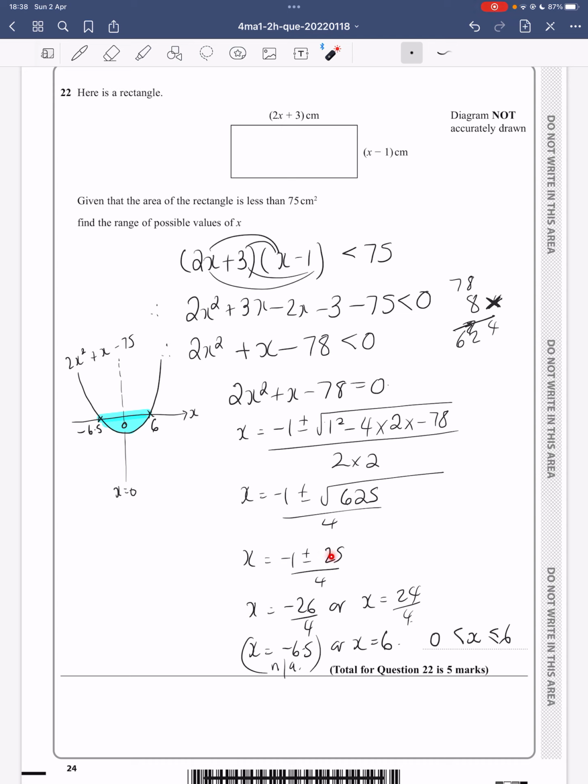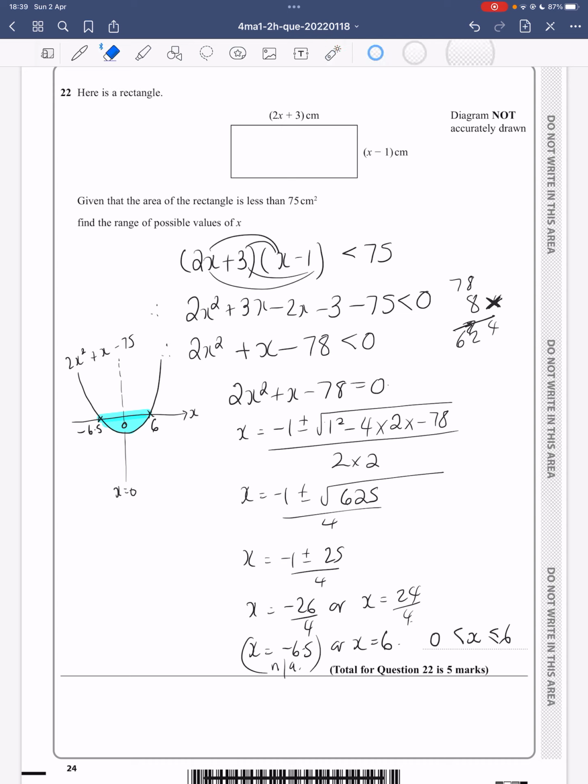Minus 1 minus 25 is minus 26 over 4, or minus 1 plus 25 is 24 over 4. So x is minus 6.5, which is not applicable in this problem, because we would have negative lengths of sides, which we don't want. Or x is plus 6, so we're happy with that.